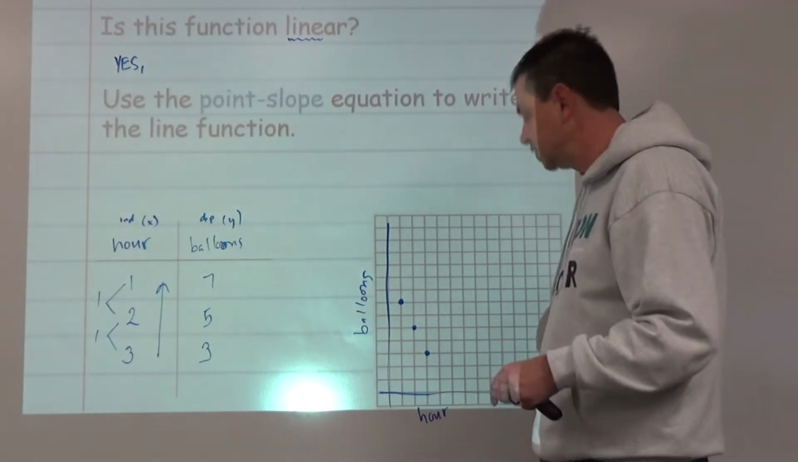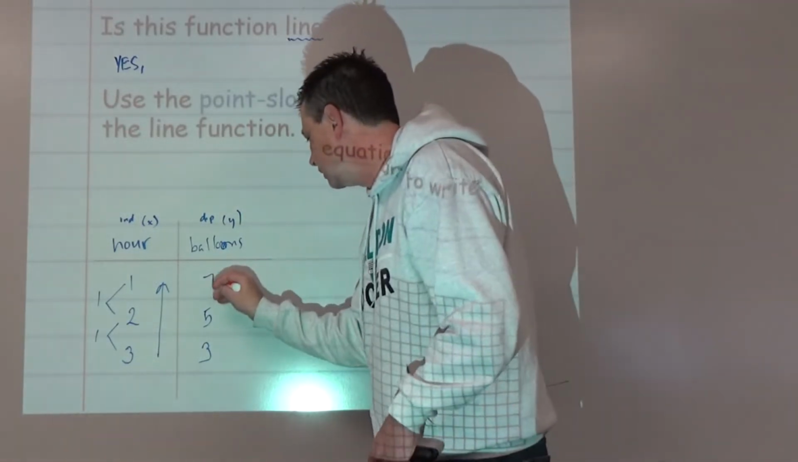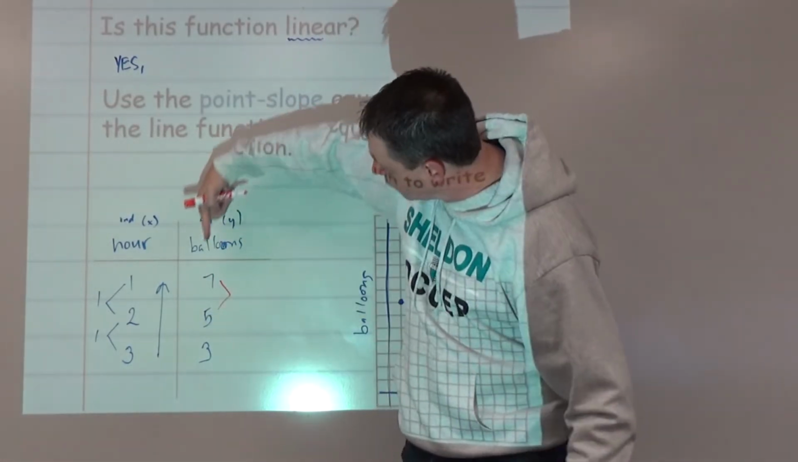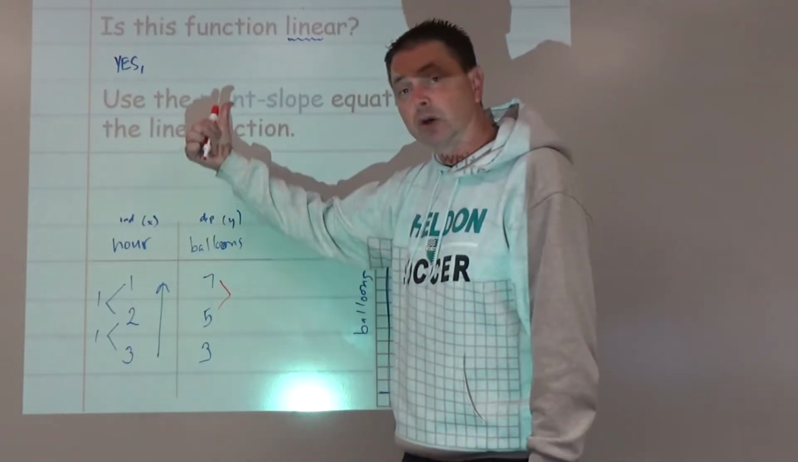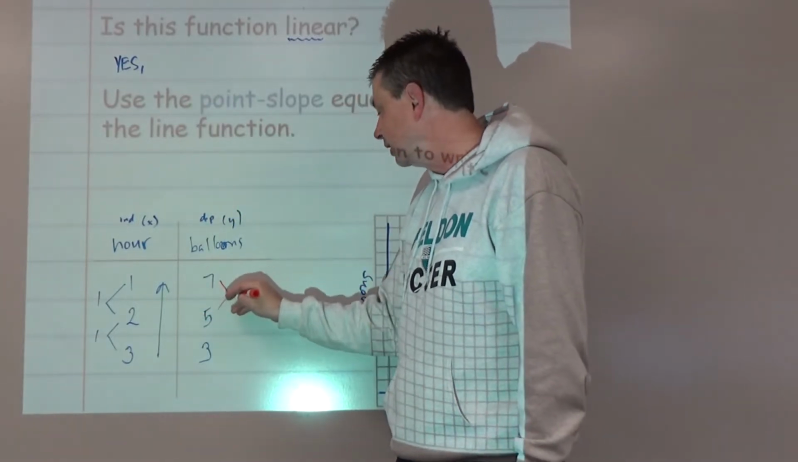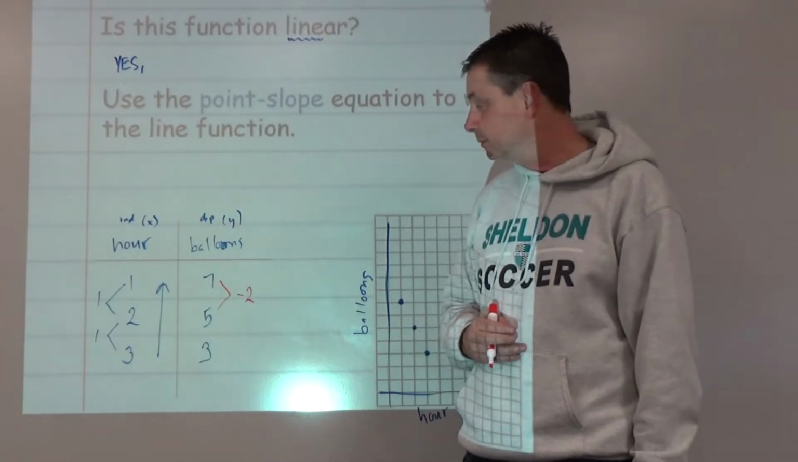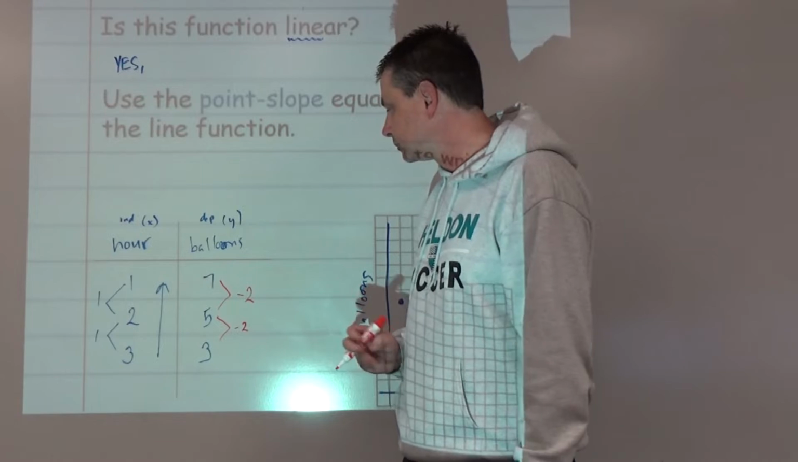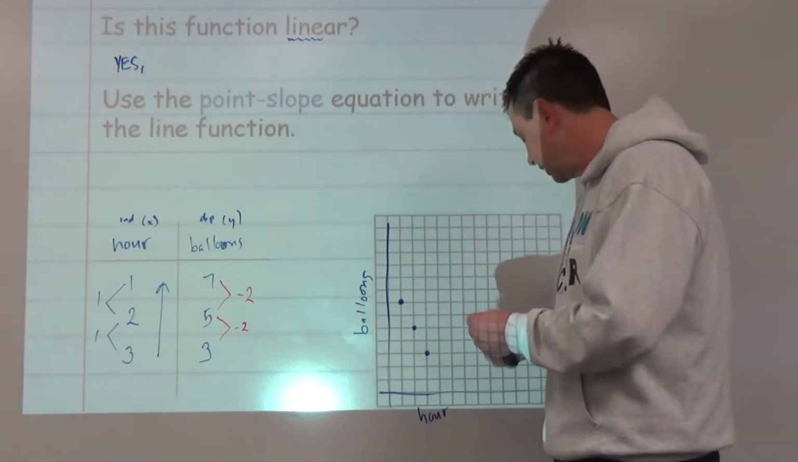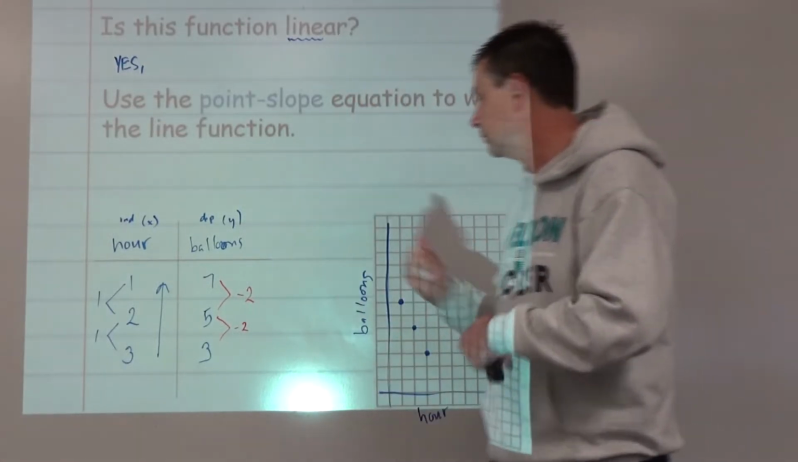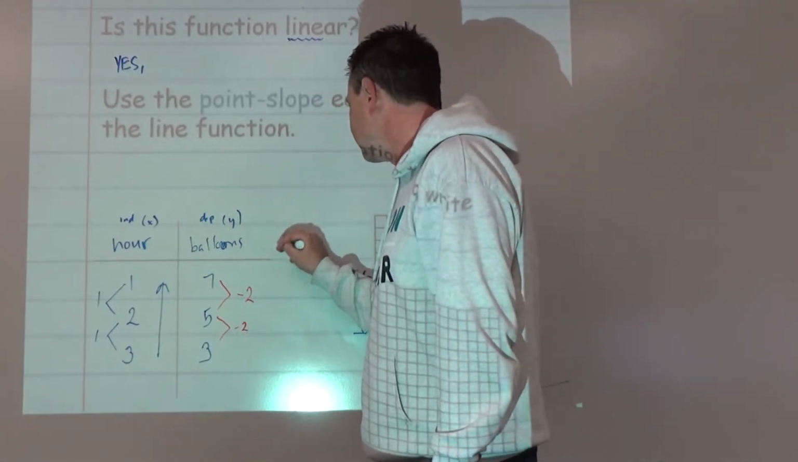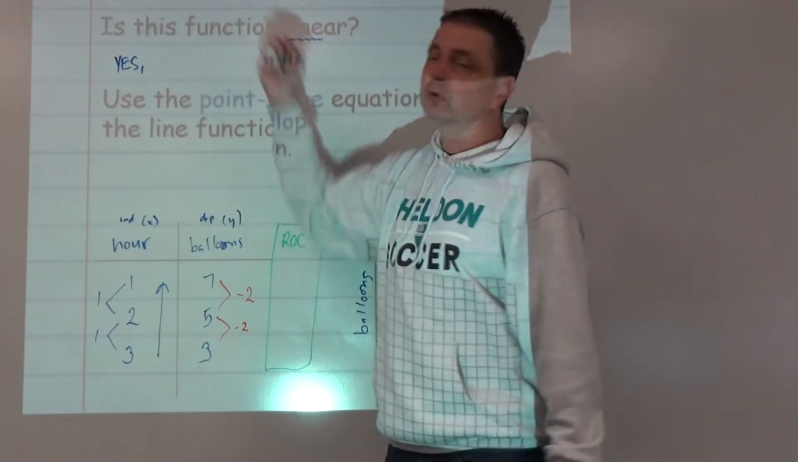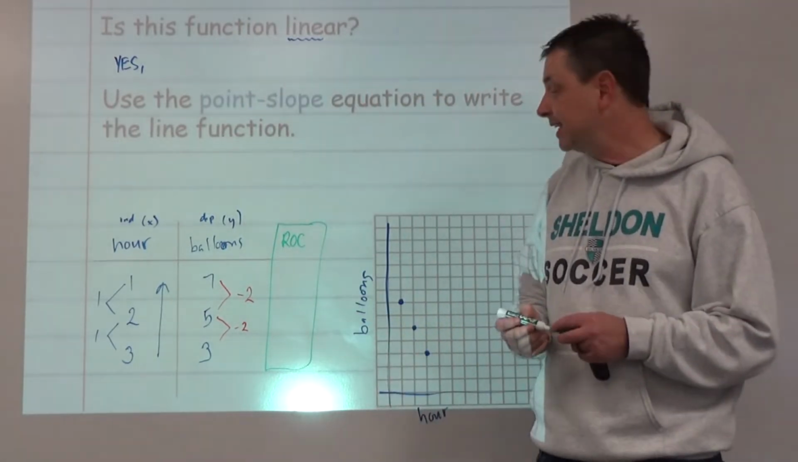So, for example, with the change in balloons, the difference in the balloons is not 2. We can't go 7 minus 5, which is subtracting in this order. We have to go the same order. We have to do 5 minus 7, and that's negative 2. And then we have to do 3 minus 5, that is negative 2. And we're going to use this information to get a rate of change. That's what's going to prove that this is in fact linear, to get the rate of change.